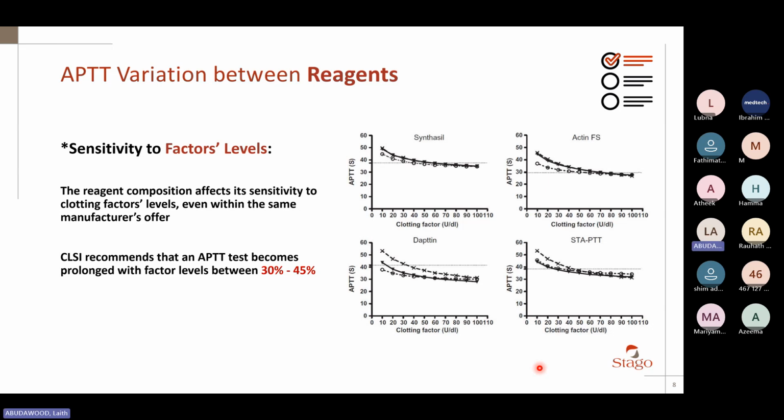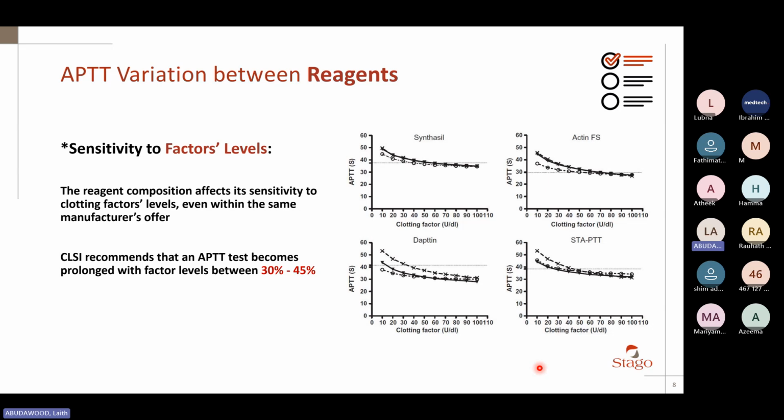CLSI recommends that your APTT test result becomes prolonged if any of the factor levels is between 30 to 45%. Why 30 to 45%? Because generally above 45%, the patient has absolutely no clinical symptoms. The patient is normal. They don't bleed. They don't have problems. But if the patient usually drops below 30 to 40%, they will start to have clinical issues. That's why if my APTT reagent, for example, does not become prolonged until the patient has 15% factor VIII, then if the patient has 20%, my APTT reagent is normal.